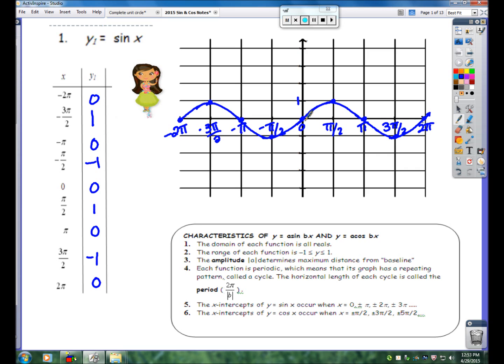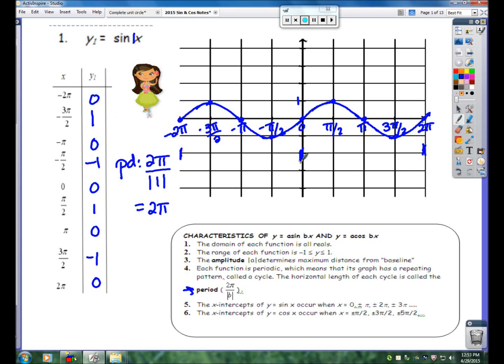Now, a period is when the pattern repeats. If you look down here at the characteristics of our sine graph, number 4 says the period repeats 2 pi over b. b is the coefficient in front of the x. In our case, it's 1. So our period is 2 pi over the absolute value of 1, which is 2 pi. What that means in our graph is our pattern is going to repeat itself every 2 pi. So there's one cycle of our pattern, and here's another cycle from negative 2 pi to 0.